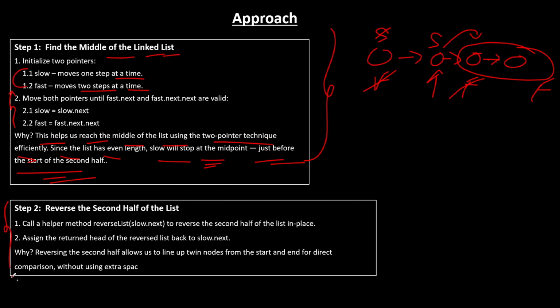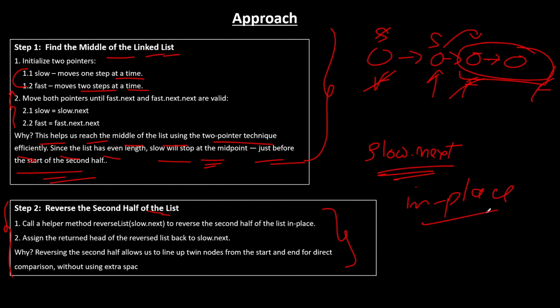The second step is reversing the second half of the linked list. So now slow.next consists of the second half of the linked list. Fine. So we will reverse this in place. Why do we do this? Reversing the second half allows us to line up twin nodes from the start and end for direct comparison without using any extra space. Right. So I will explain this step two further.